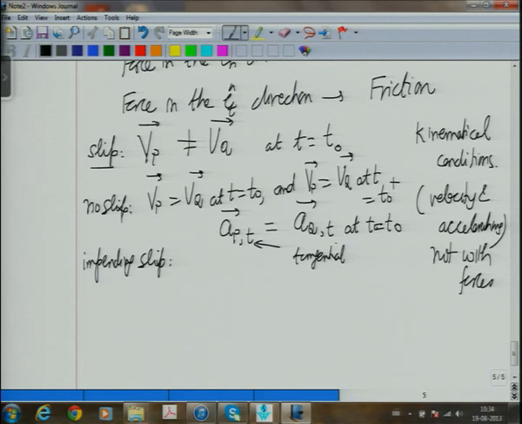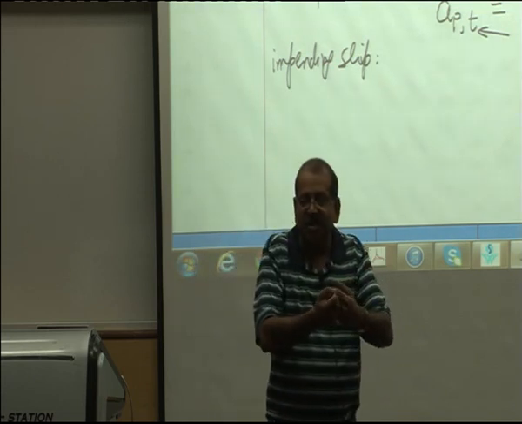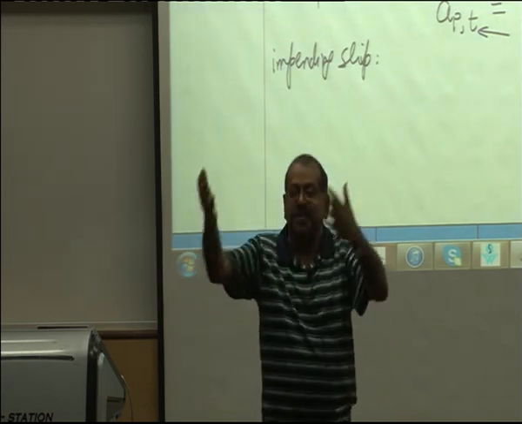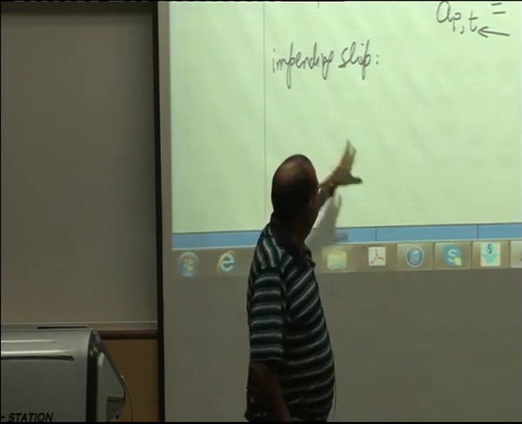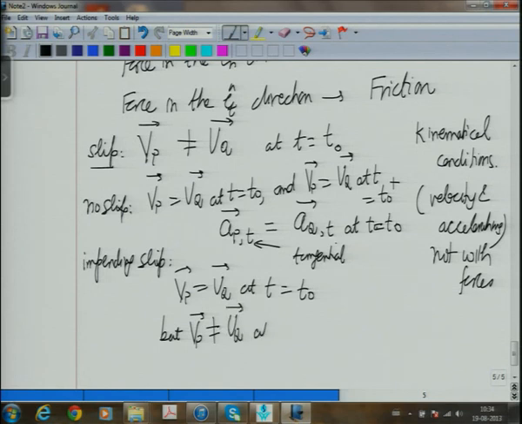Now from here, what is the meaning of impending slip? Impending slip would be if the same thing is continued, then the body will start to slip at the next instant. So impending slip will mean Vp is equal to Vq at t is equal to t0, but Vp is not equal to Vq at t is equal to t0 plus.